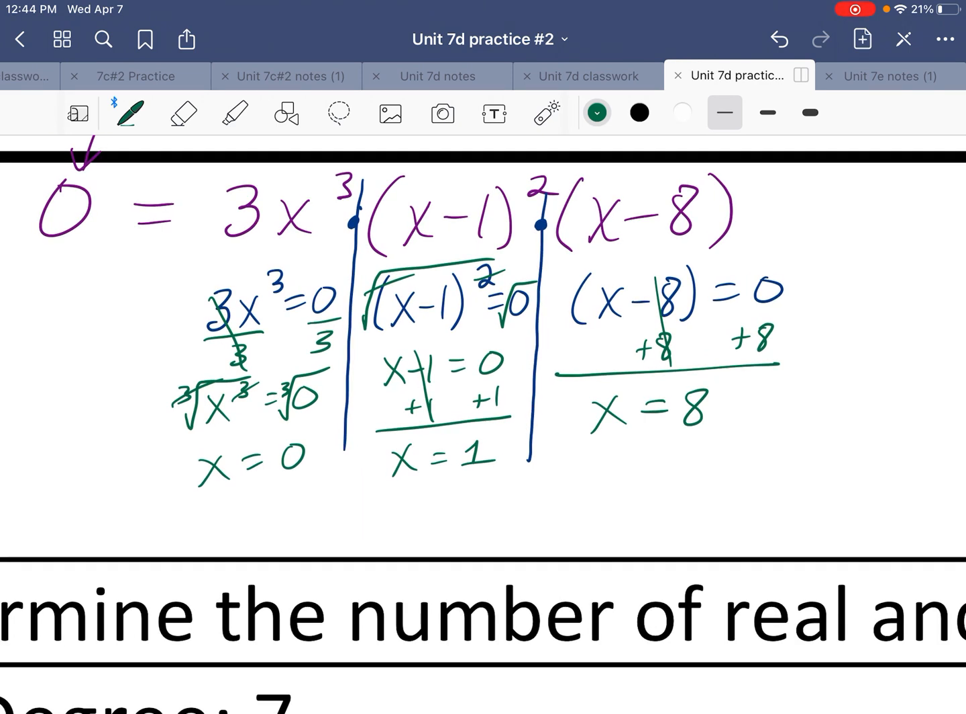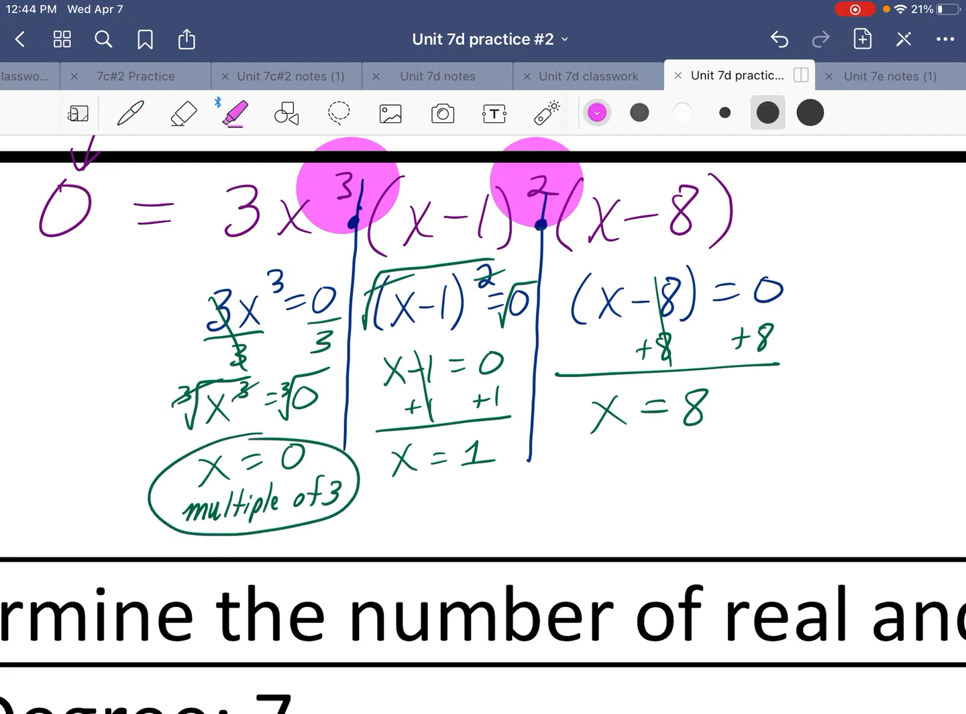Multiplicity comes pretty easy. This is where you just look at the exponents. So this first exponent is 3. So at x equals 0, it has multiplicity of 3. On the next one, we have a 2 as an exponent. So this has multiplicity of 2.